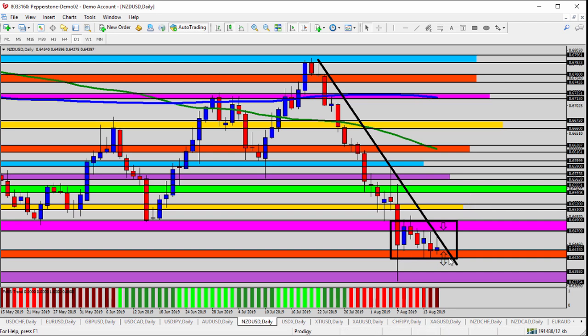Now on the intraday, there may be opportunities to buy into the orange zone, 64.3520. That way you can capitalize on those bounces back higher from the orange zone that we've seen for the past week or so here.